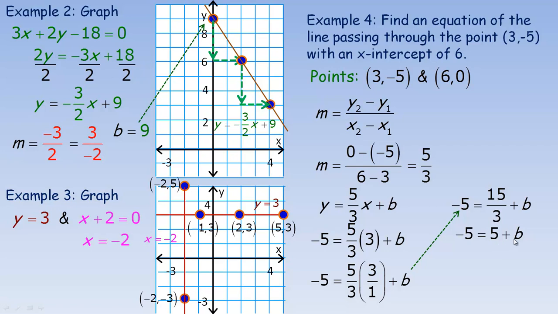So I want to isolate for b, so we'll take this 5 over here and subtract it from the -5. -5 minus 5 is -10, sorry. And so b is -10, so we're going to put -10 here, and so that's the equation of that line, y equals 5/3 x minus 10.